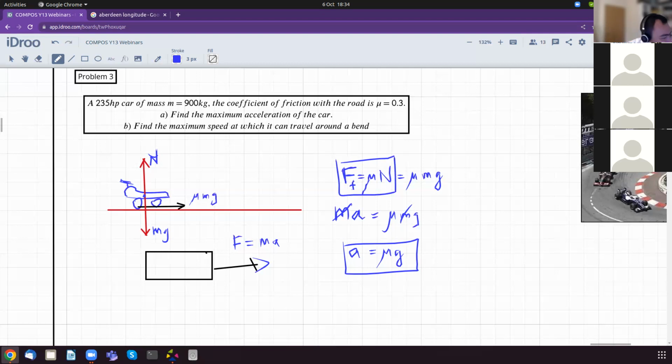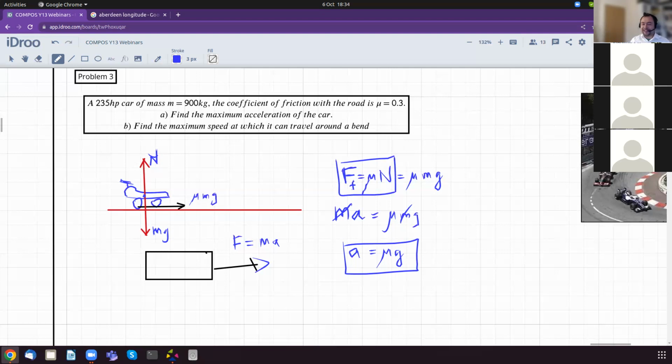And this is a brilliant thing, because when they try to sell you a car, they say, oh, this car has like 1700 horsepower, and it goes from 0 to 60 in 1.1 second. And you say, no, it doesn't. Because acceleration is always limited by friction. If you don't have the friction, you won't accelerate.